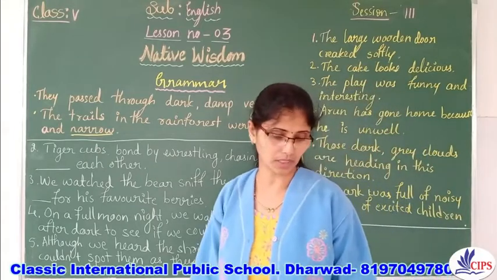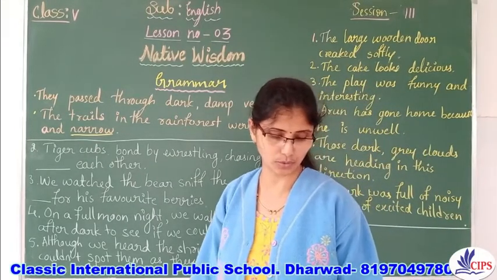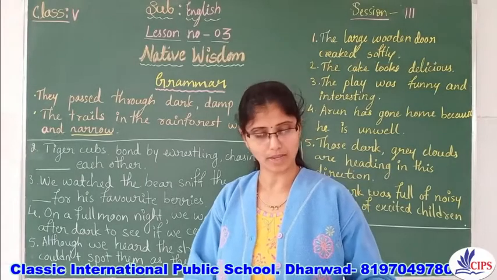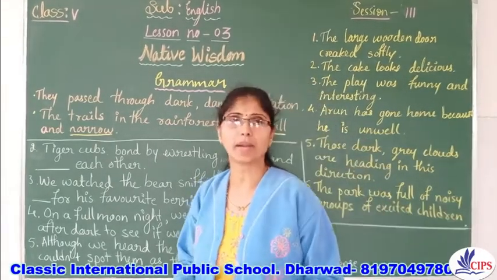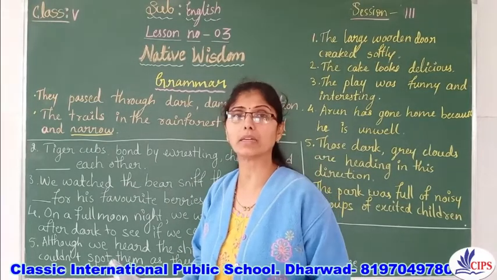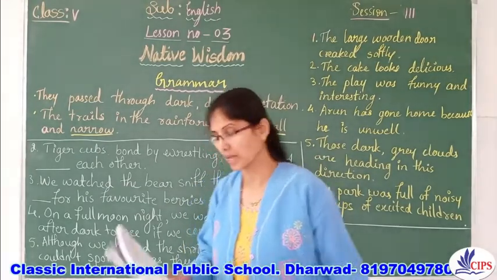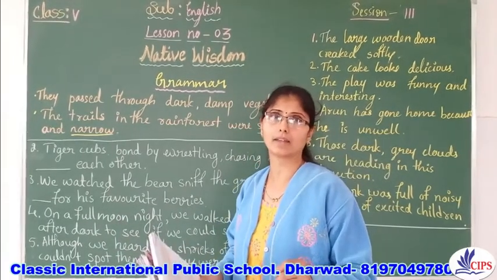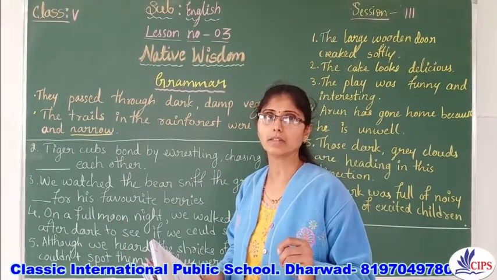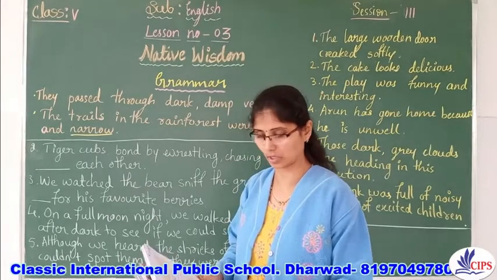They have given some sentences. Circle the adjectives. And what to do next? Say if they are predicative, in bracket P. P indicates predicative, and if attributive, in bracket A. A indicates attributive adjectives. Okay, children.